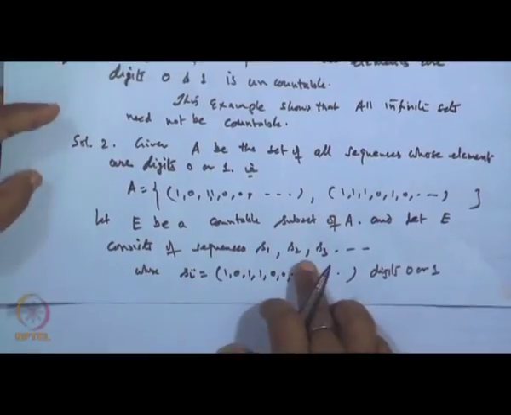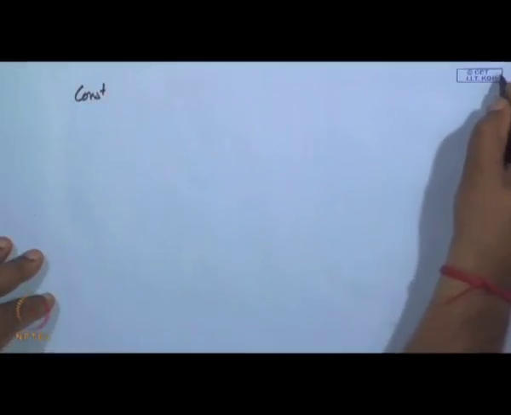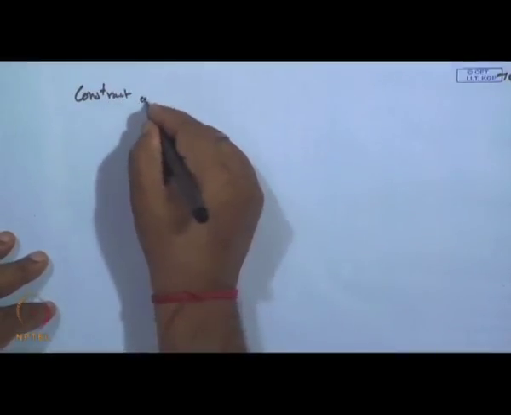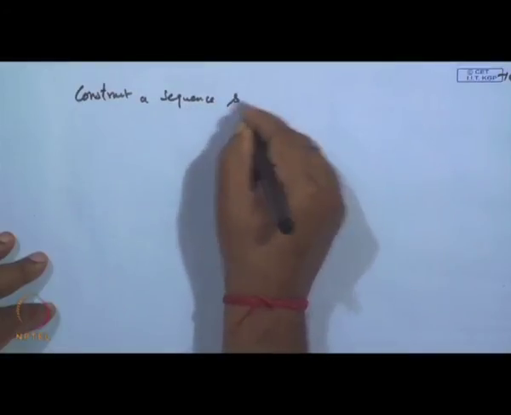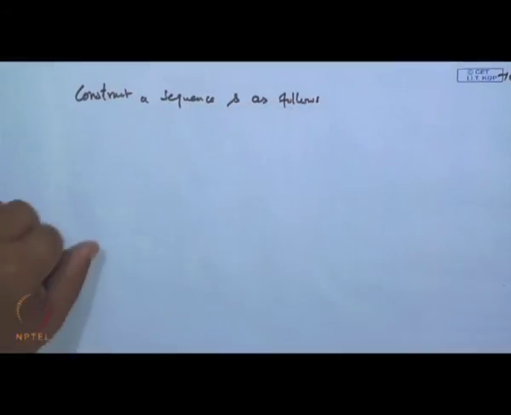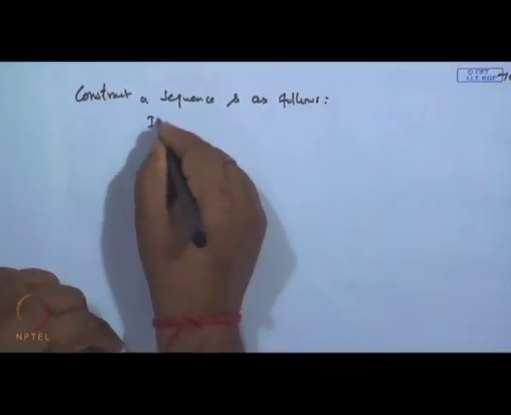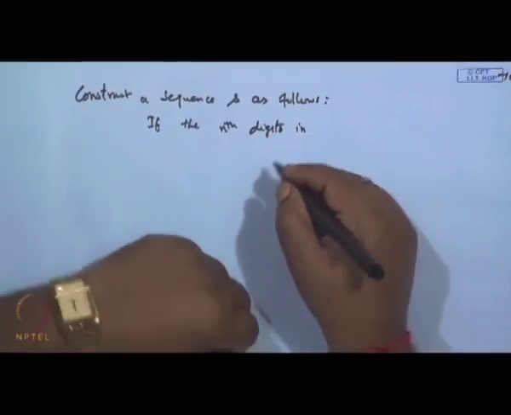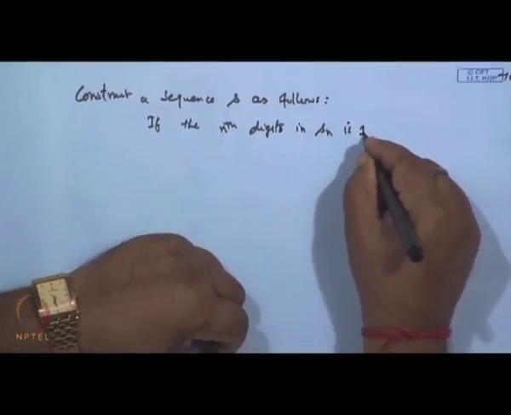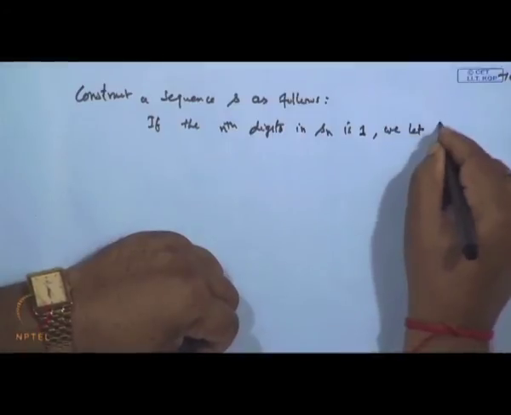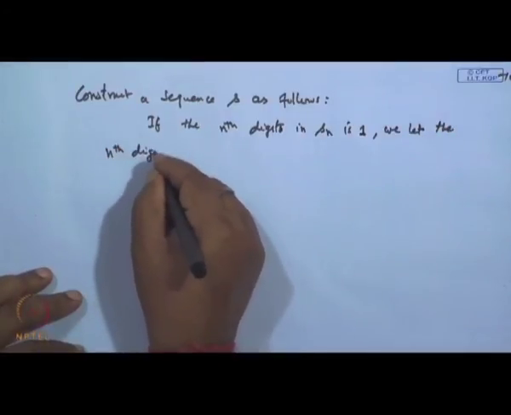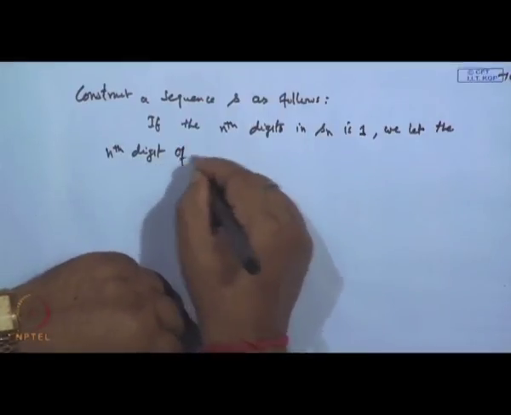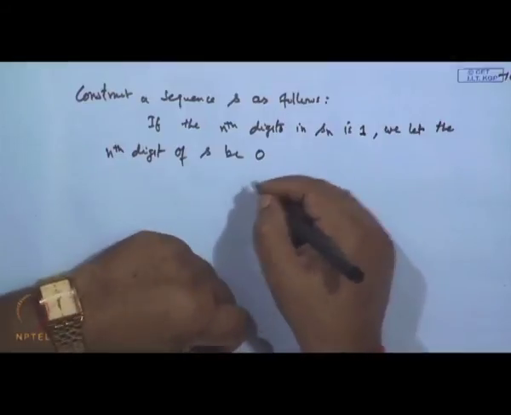Now, from this let us construct a new sequence S. We construct the sequence S as follows: if the nth digit in Sn is 1, then we let the nth digit of S be 0, and vice versa.